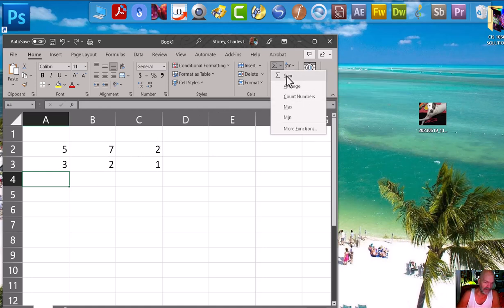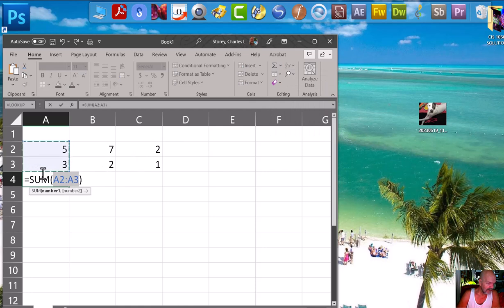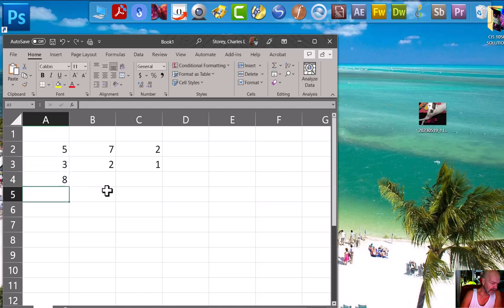If I were just to click sum, it would say sum A2 to A3. And that's what I want to do, is add. So notice it does the cell references. And that's what we refer to as a reference. We're referencing a range. And that's what this is with the colon in between, the A2 to A3 range here. And if I hit enter, or a hard return, we get 8. 5 and 3 are 8, yes.